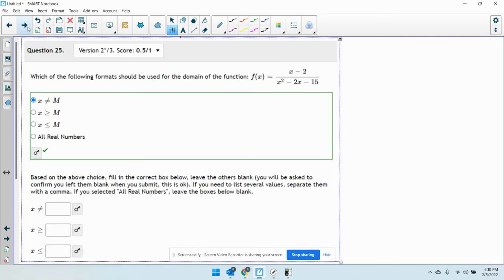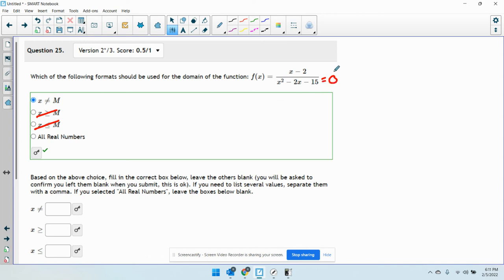No good. And the last one's similar, but it's a really weird way they set it up, so I understand the issue. From which of the following formats should be used for the domain of the function? So yeah, this is not a square root. So we're not talking about like an interval or an inequality like this. But the only things we can't have are the values of x that make the bottom 0. Denominators can't be 0.